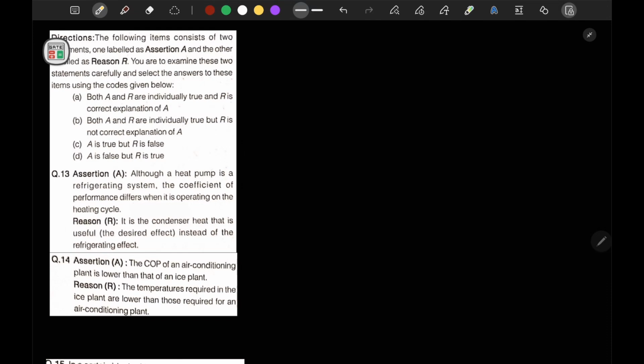Now question numbers 13 and 14 are assertion and reason questions. In question number 13 it is mentioned that although a heat pump is a refrigerating system, the coefficient of performance differs when it is operating on the heating cycle. Yes, it does differ. We know that COP of heat pump is given by 1 plus COP of refrigeration, so it does differ. And the reason given is that it is the condenser heat that is useful instead of refrigeration. Of course, this is correct.